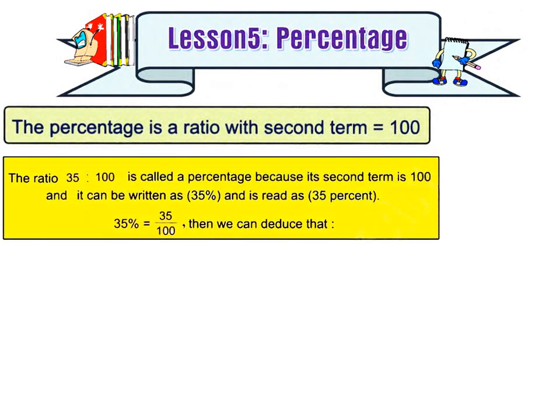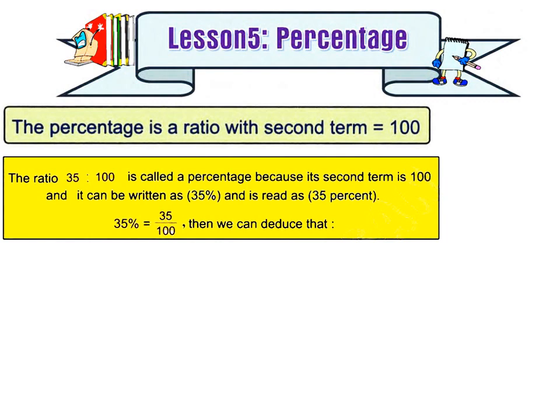The example is the ratio between 35 and 100. The second term, or denominator, equals 100, so it is called a percentage. It is written as 35%. This is the symbol of percentage and it is read as 35%. I can convert 35% with its symbol into a fraction or ratio equal to 35 divided by 100.